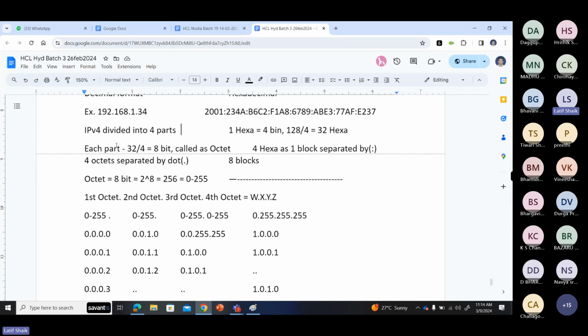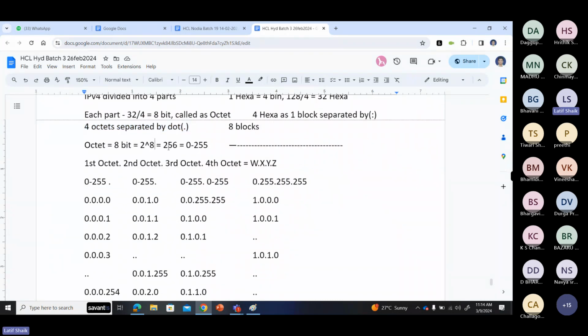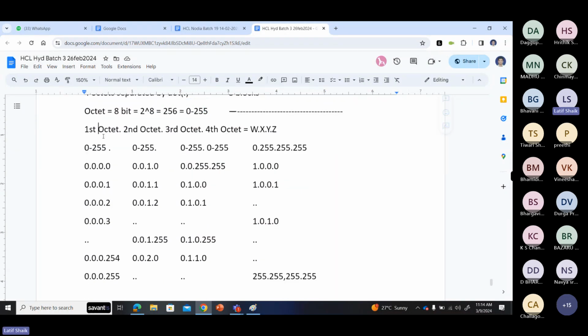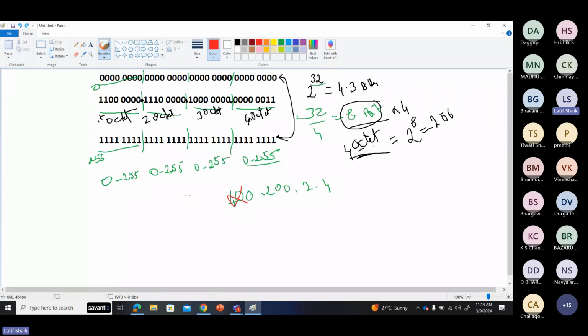Same thing I have written here. IPv4 is divided into 4 parts. Each part is 8 bit, called an octet. Each octet is separated by a dot. Octet means 8 bit, 2 to the power of 8, 256, which means 0 to 255. The first is the first octet, second is the second octet, third is the third octet, fourth is the fourth octet. Some people, for more convenient purposes, label it with a different kind of system.